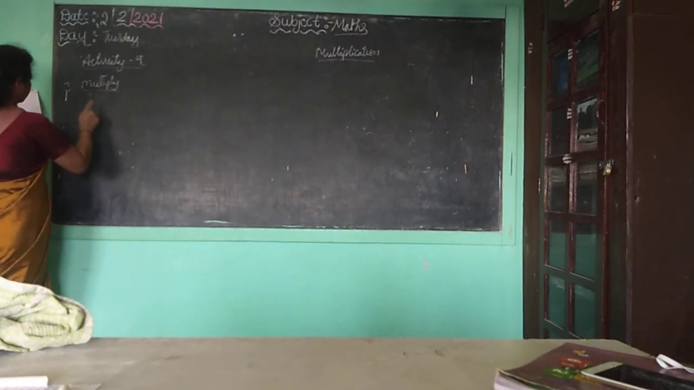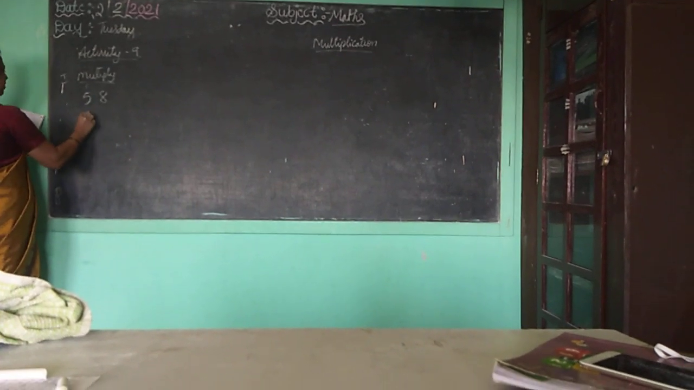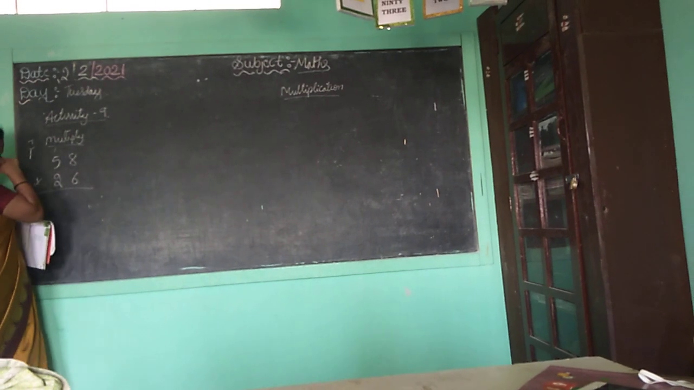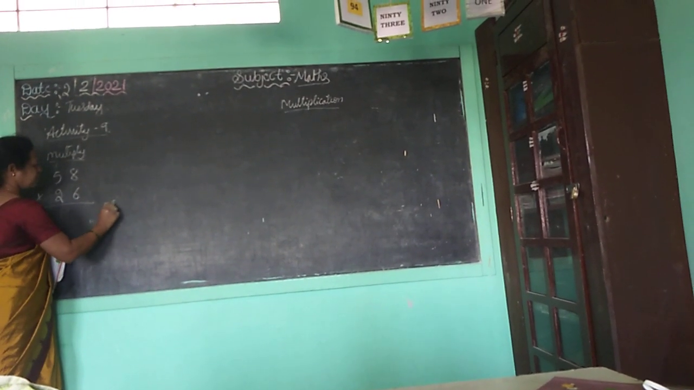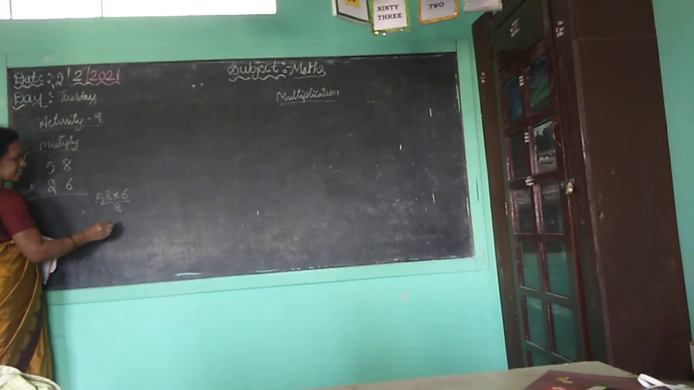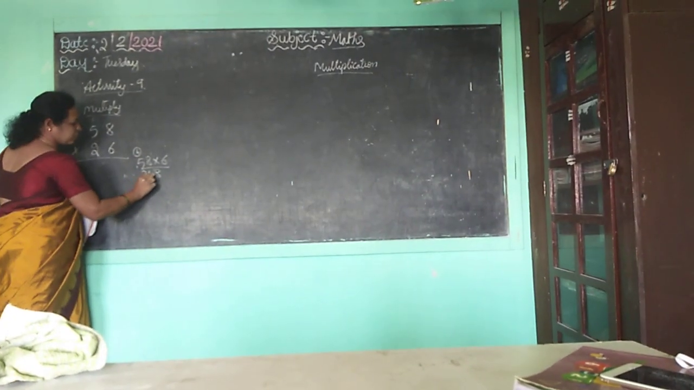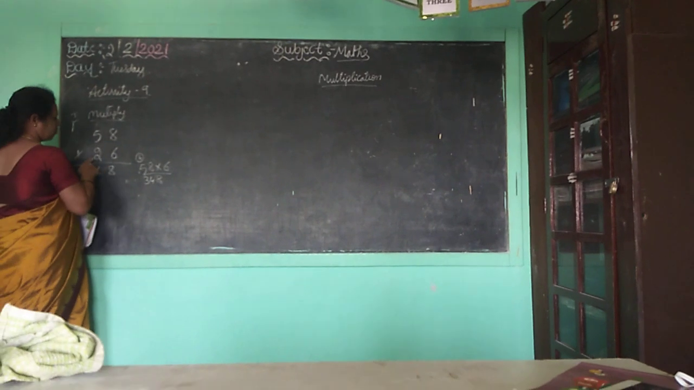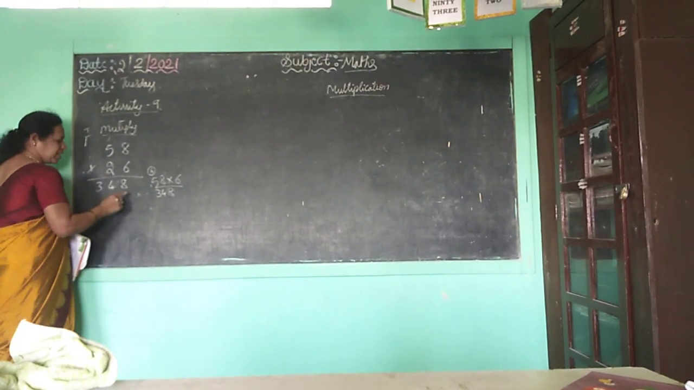So activity 3, the first one is multiply 58 by 26. Okay children, there is an easy way to do that. 58 multiplied by 6. 6 eights are 48, 4 carry. 6 fives are 30 plus 4 is 34. So 348. Okay, now the ones place is over, now the tens place, so you can put 0 here.